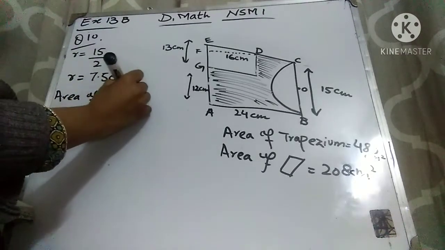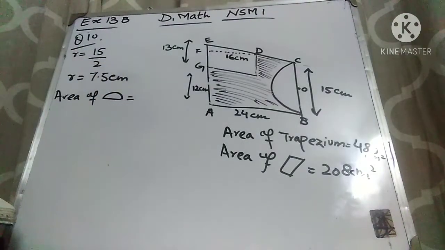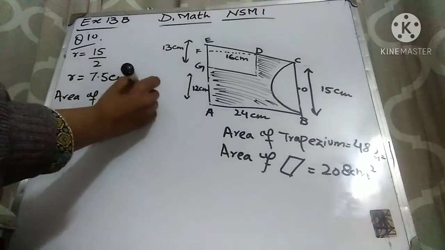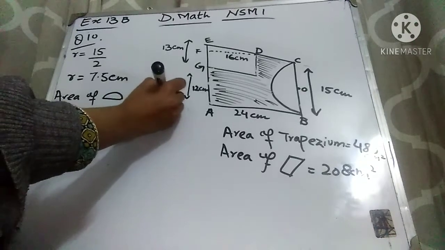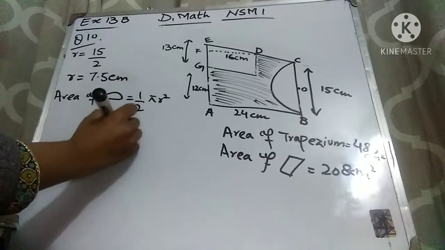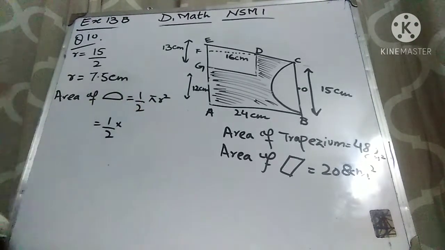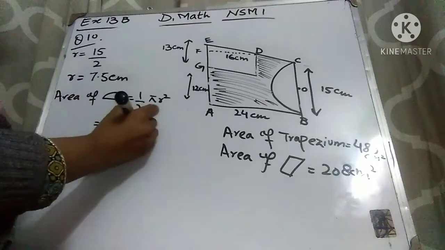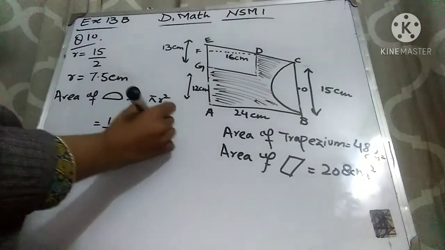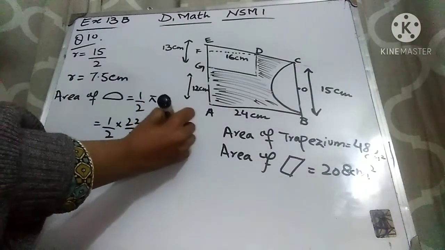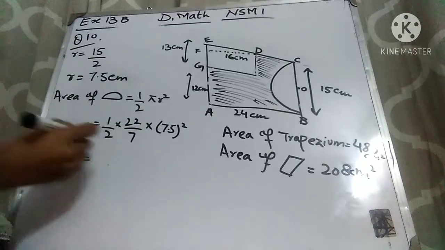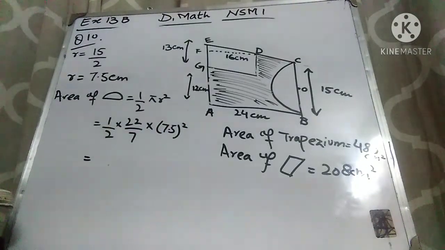So area of semicircle is, you know that the formula to find the area of the circle is pi r square. So when we find the area of a semicircle, the formula is half pi r square. I will write in half as it is. And the value of pi is 3.14159, or we can write 22 by 7. And what is r? r is 7.5 square. Okay, when I solve it, 7.5 square, and I will multiply it with 22.